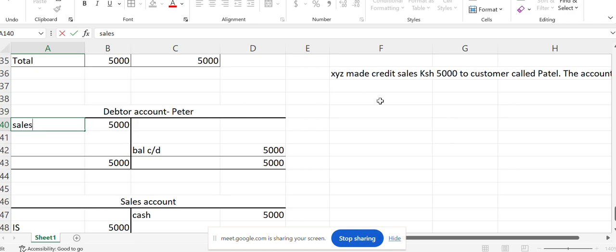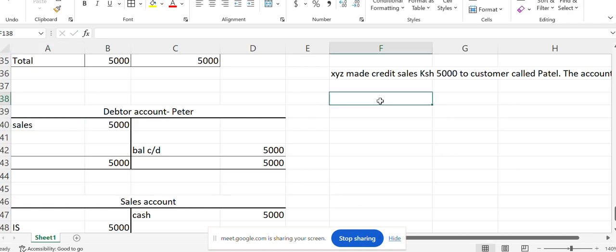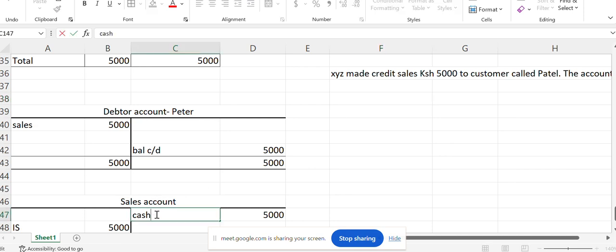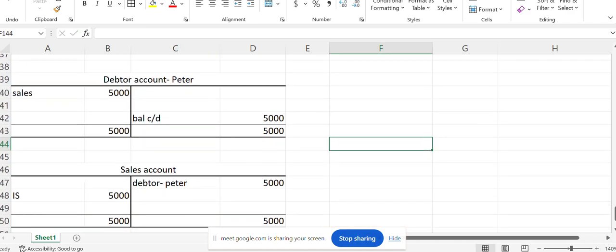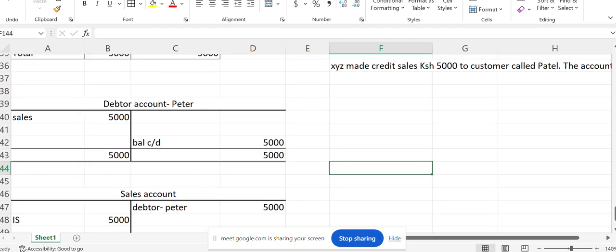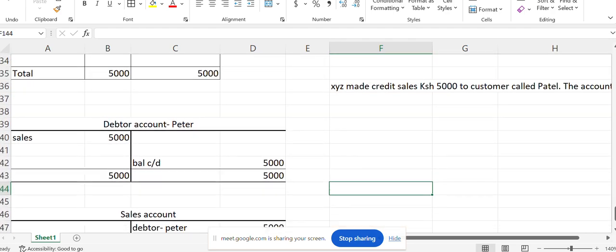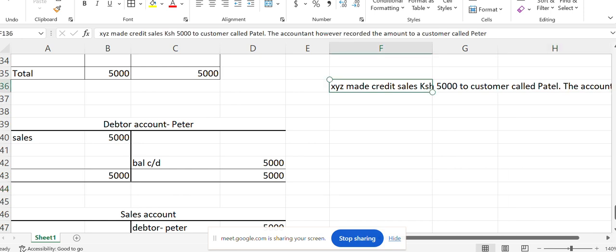So if the goods were made on credit, we are going to open the debtor account, which belongs to Peter. The other account will be sales, and we are going to change here and say debtor, that is Peter. So that's how you are supposed to record that account. But we've been told this transaction was not supposed to be recorded under Peter's account. It was supposed to be recorded under a customer called who?